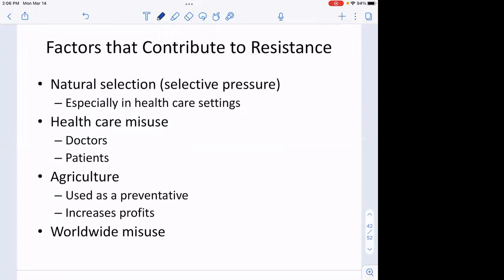How did we get here? Alexander Fleming predicted back in the 40s that resistance would be a problem. What has contributed to where we are now? Well, just natural selection. Especially in healthcare settings, we're using a lot of antibiotics. That selective pressure is there.